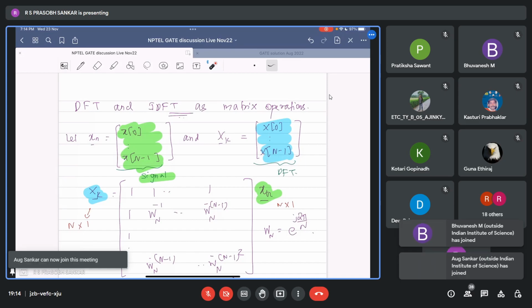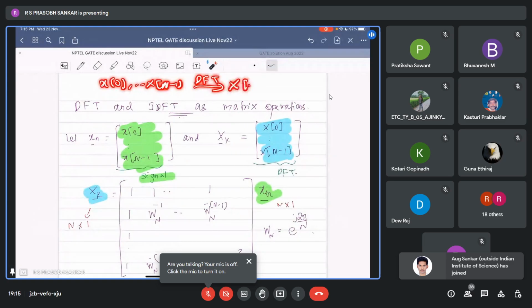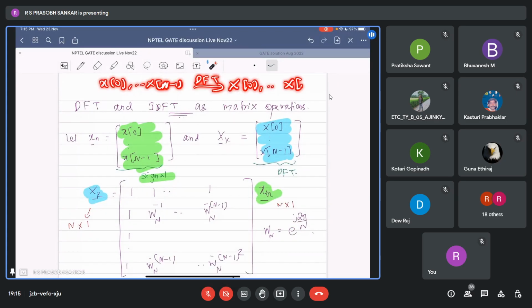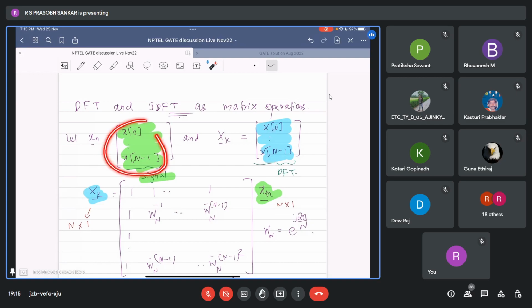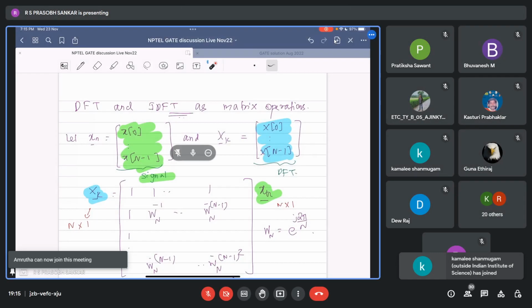Now, we have x of 0 up to x of n minus 1. I take the DFT, and I will have X of 0 up to X of n minus 1. Let us collect these DFT values in another vector. Let us call it X of k: X of 0 up to X of n minus 1. So once again, this is my time domain signal, where this is the time index. This is my frequency domain signal, where this is the frequency index.